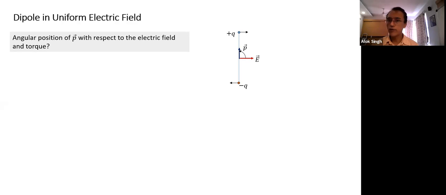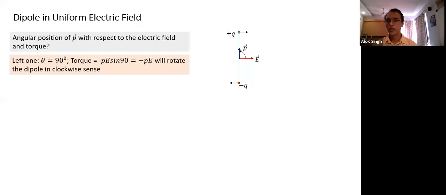Which direction will the torque act? Since the angular displacement is in the anti-clockwise direction, the torque is acting in the clockwise direction. And this is the state where the torque is maximum. So when is the torque on the dipole maximum? We understand from the sine theta angle also. The torque is maximum when sine theta is maximum. Sine theta is 1, theta is equal to 90 degrees. So at theta equal to 90 degrees, the torque is minus PE, which will rotate the dipole in the clockwise sense.